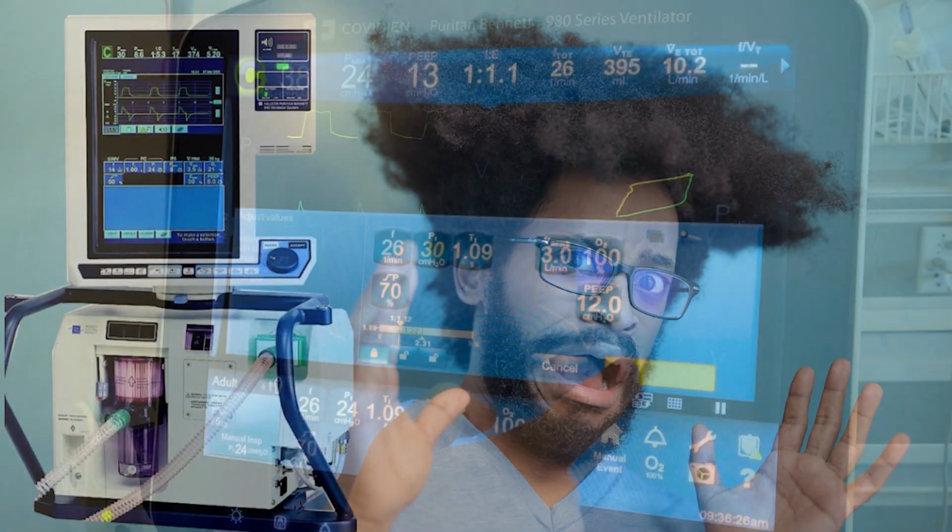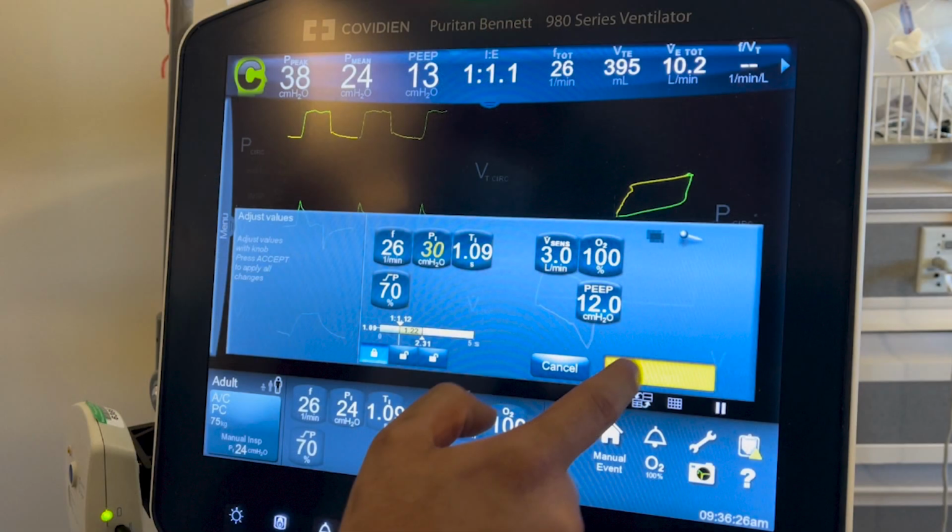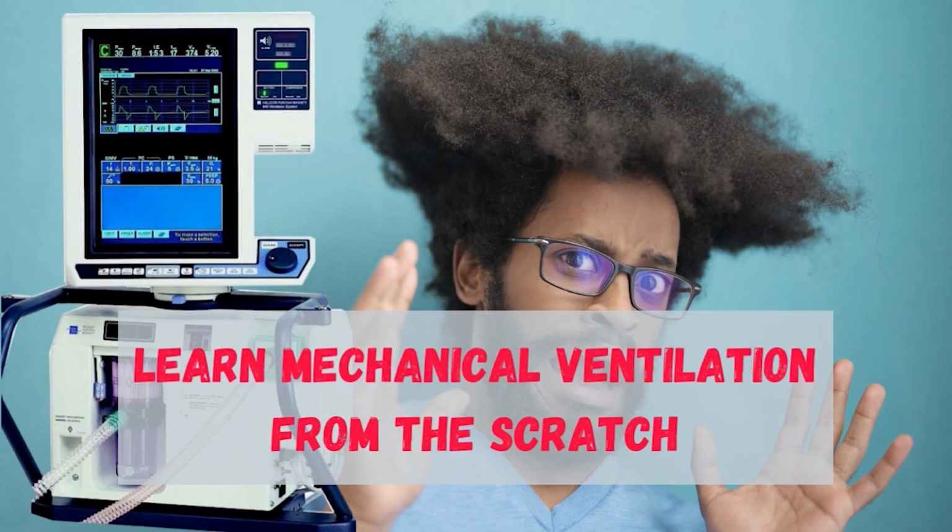Are you among those who are intimidated by the ventilator and the information on the ventilator screen, or even afraid to touch the ventilator screen and make any changes? This course is built for you. Learn mechanical ventilation from scratch.